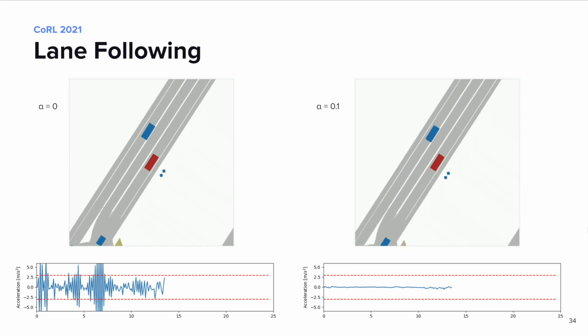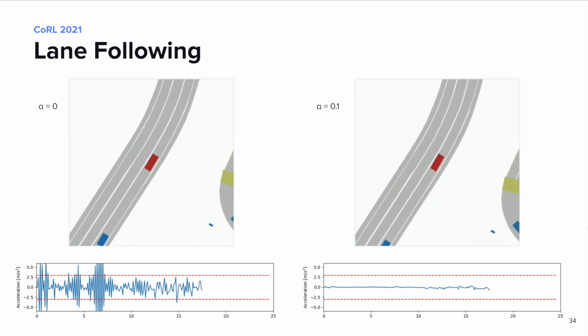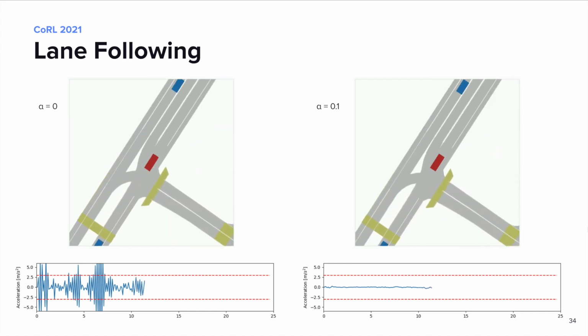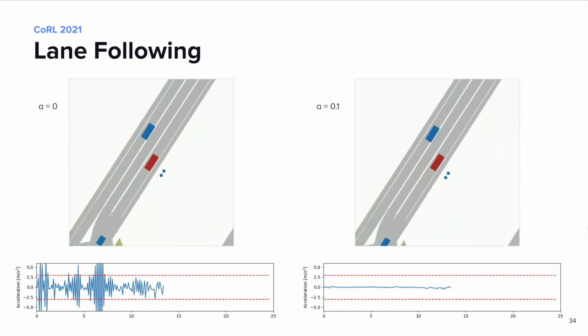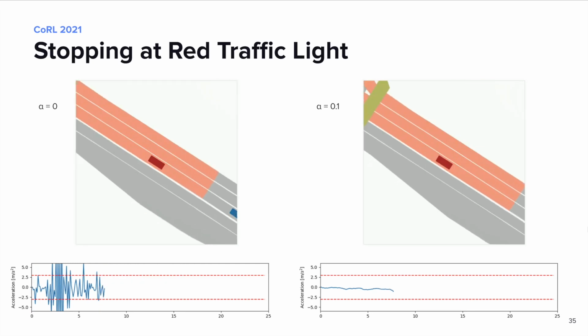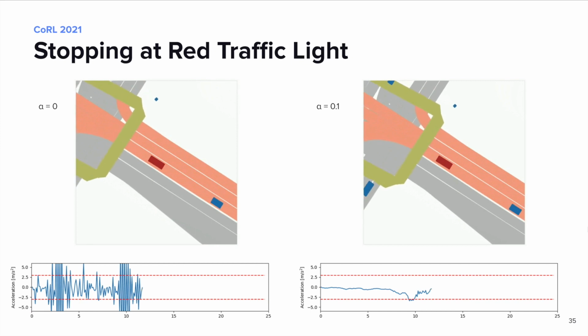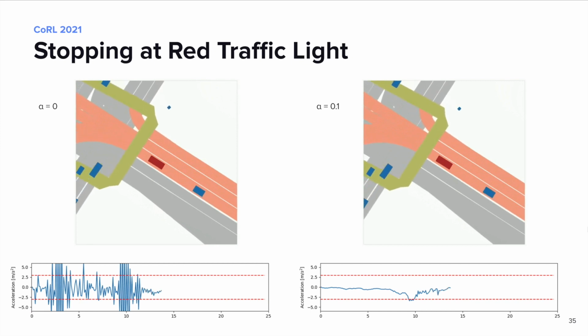In the first clip, on the left we have our original model following a lane, and can observe the noisy acceleration. By setting alpha to 0.1, this noise is nearly gone, and still we drive the scene perfectly. We can observe a similar thing on the next scene, stopping for a red traffic light. Adding the kinematic loss gives a nice braking curve and a good stopping for the traffic light.